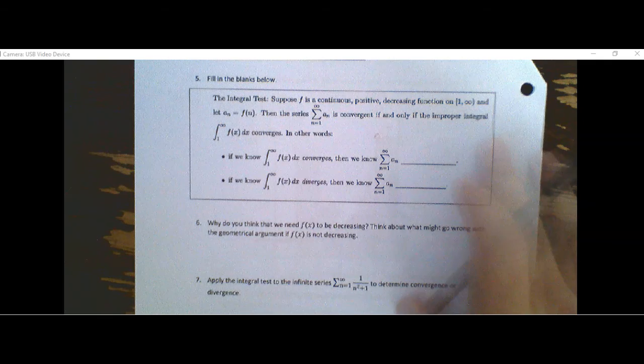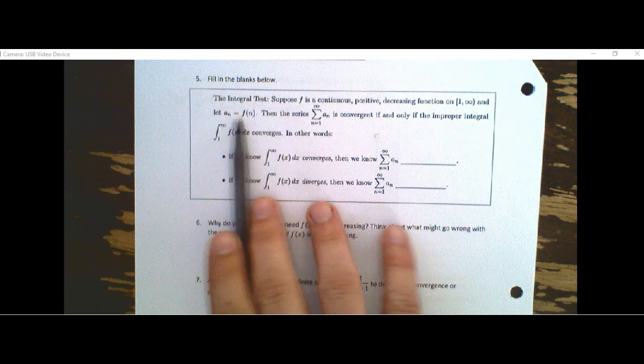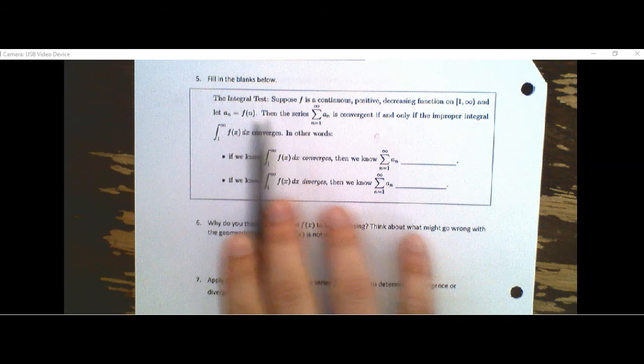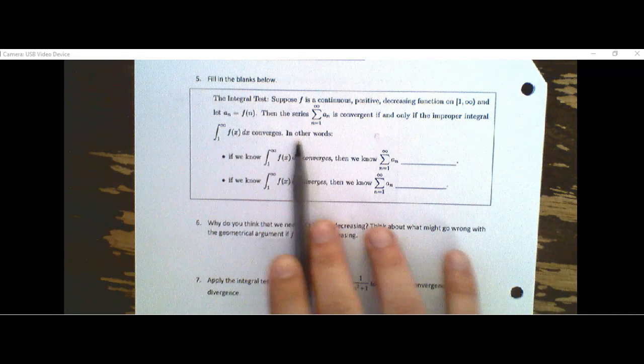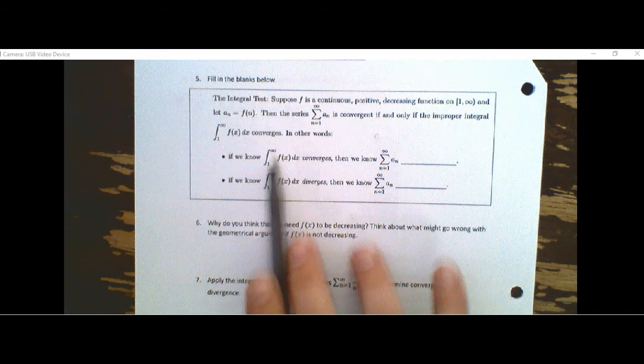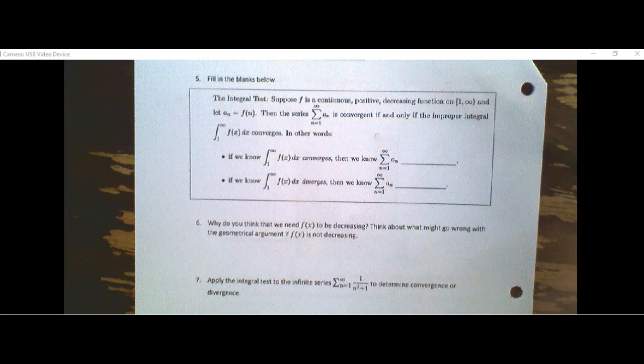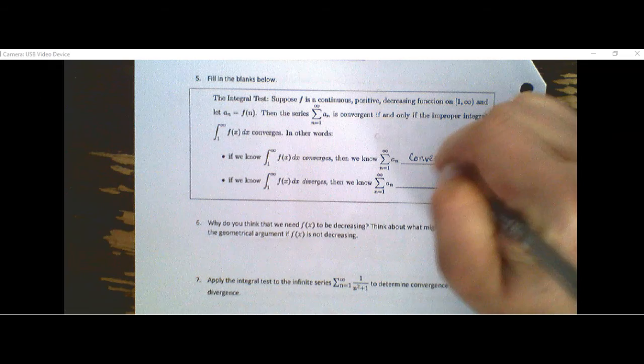Alright, so here it is. This is the integral test. So suppose that f is a continuous positive decreasing function, and let the series be represented by some function. The series is convergent if and only if the improper integral also converges. So if we know that the integral from 1, it doesn't necessarily have to be 1, but if we know the improper integral converges, then we know that the series converges. And if the integral diverges, the series diverges as well.